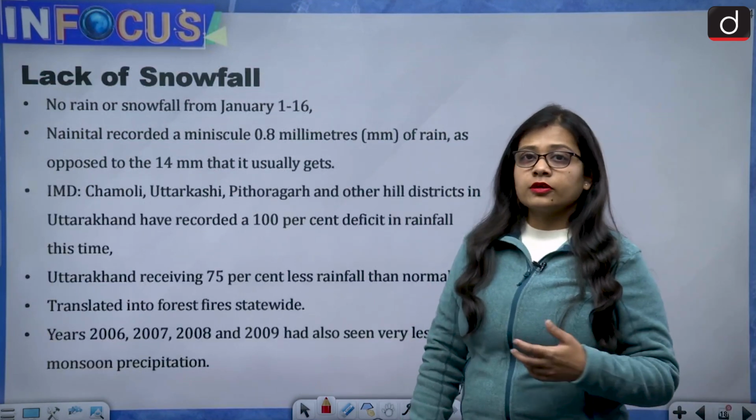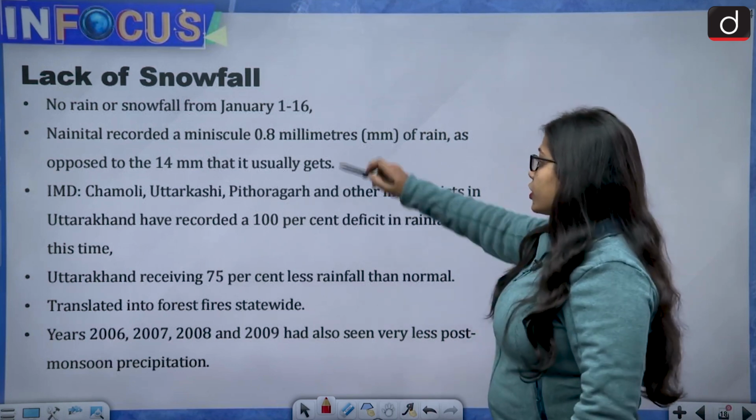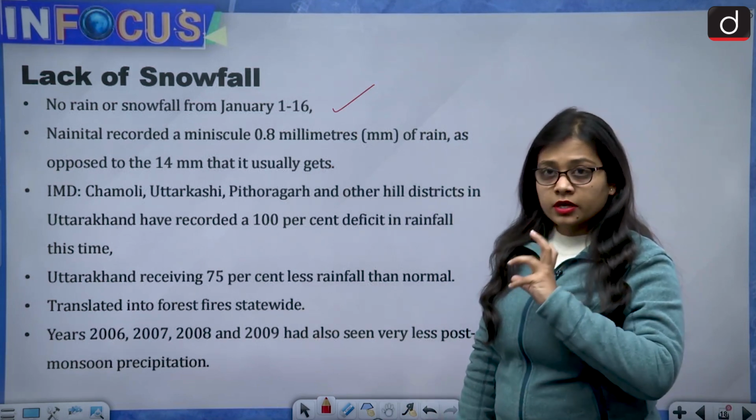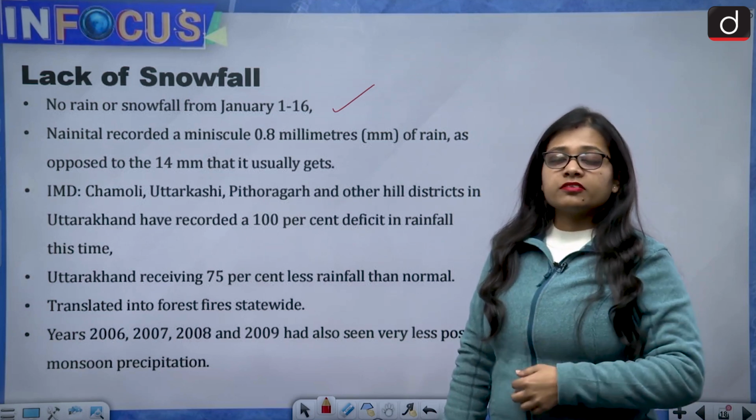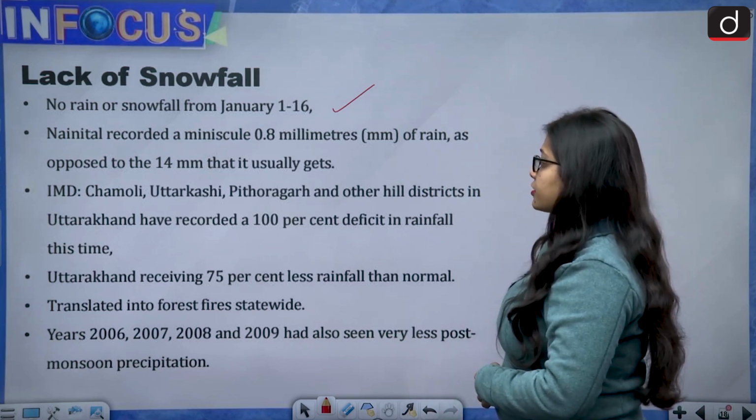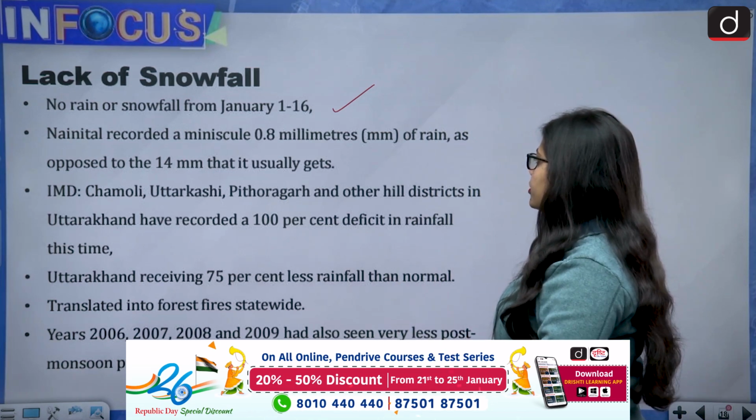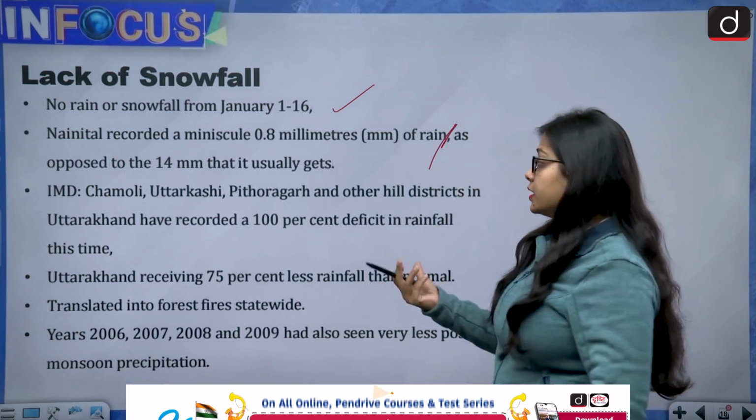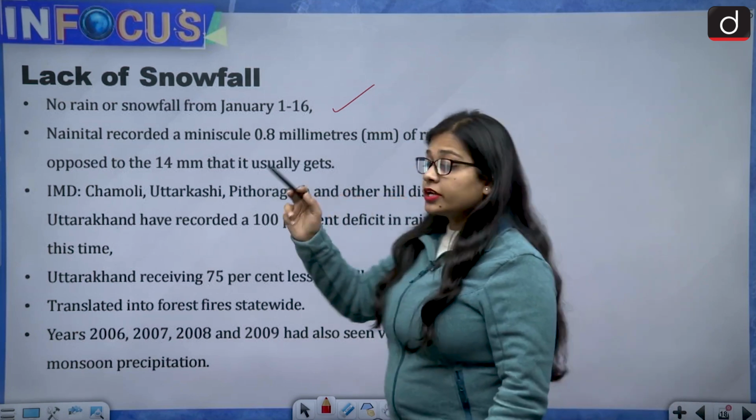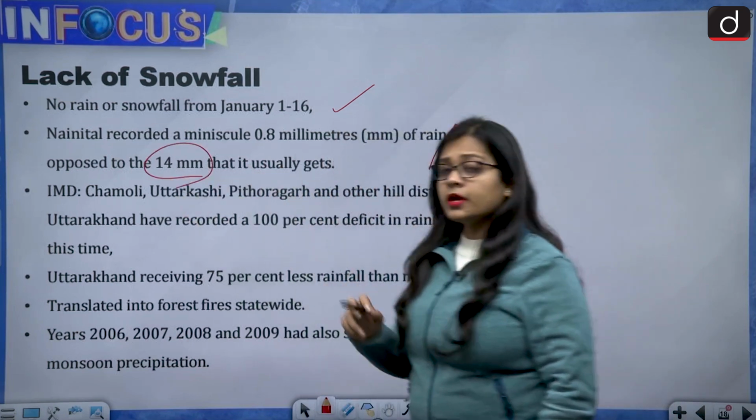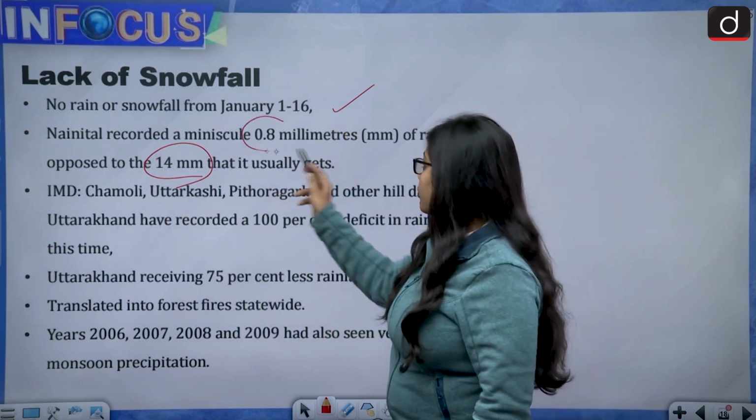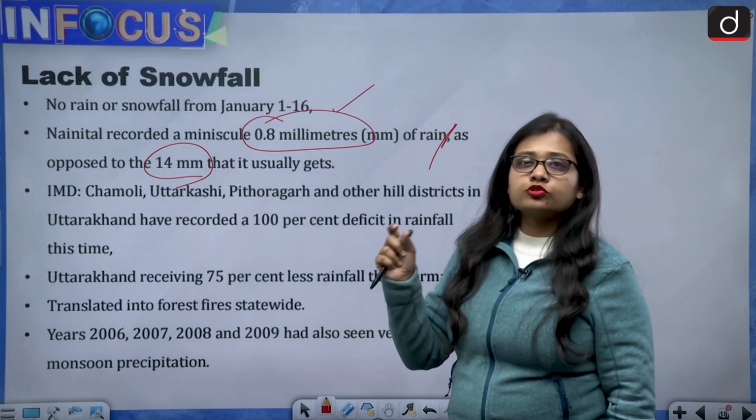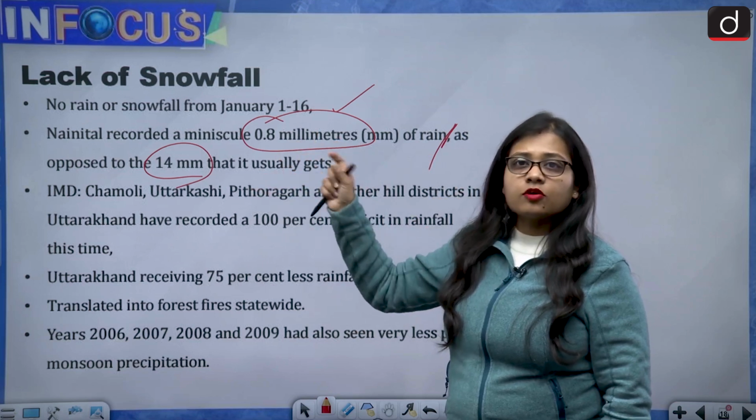Now, the lack of snowfall. No rain or snowfall has been observed from January 1 to January 16 in the state of Uttarakhand, and this is also the time period when a lot of forest fire incidents are observed. Nainital has recorded 0.8 millimeter of rain. The rain observed in Nainital is very little, because what it usually gets is 14 mm, and this time it is getting 0.8 mm. It means there is a huge difference from what it always used to observe.